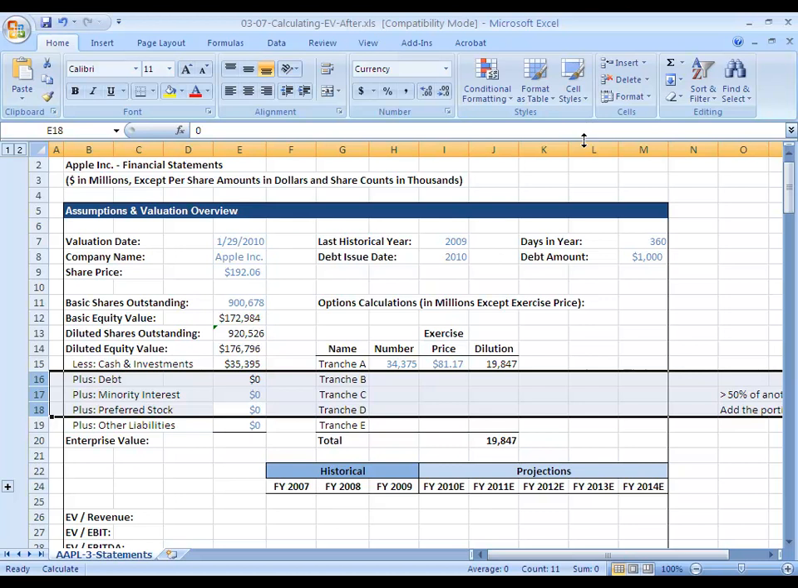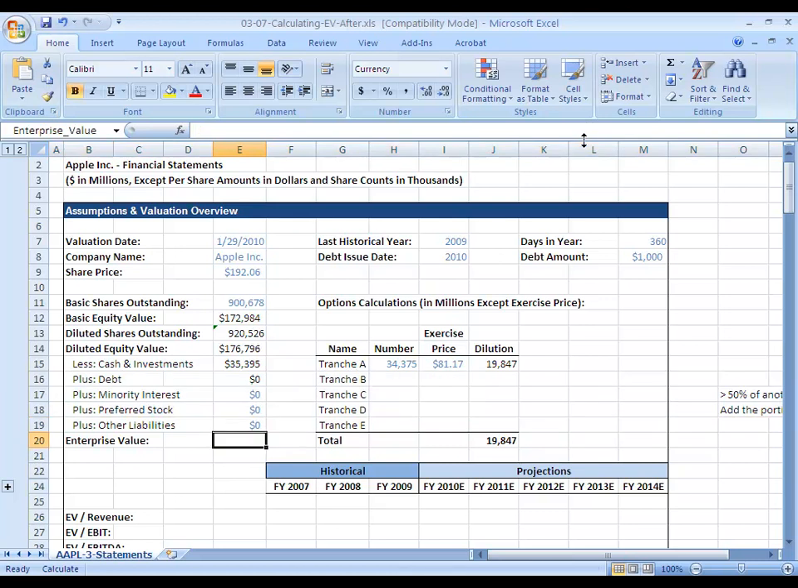For now though, I want to get to our enterprise value calculation, so I'm going to go up to equity value. I'm going to subtract cash, I'm going to add debt, add minority interest, add preferred stock, and then add other liabilities. We see that the enterprise value for Apple comes out to 141 billion, significantly lower than the equity value because of our huge cash balance right here. And so that takes us to the end of our calculation for enterprise value for Apple.